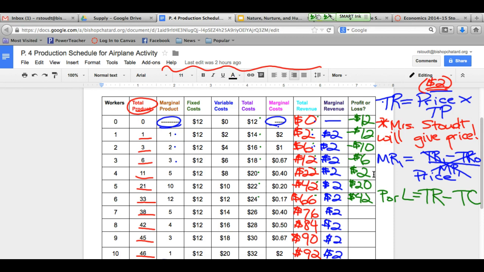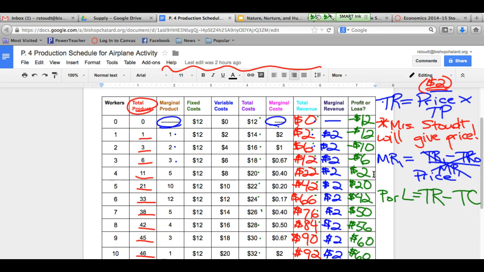At 7 workers, we're subtracting 76 minus 26, so we have a profit of $50. At 8 workers, we're subtracting 84 minus 28, so our profit is $56. At 9 workers, we're subtracting 90 minus 30, so we have a profit of $60. At 10 workers, we're subtracting 92 minus 32, so again we have a profit of $60.